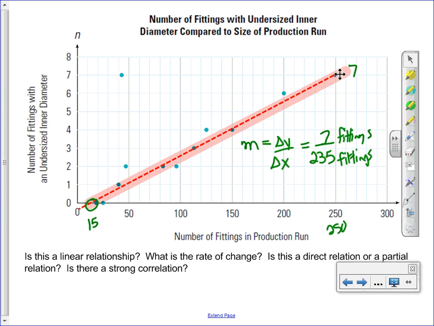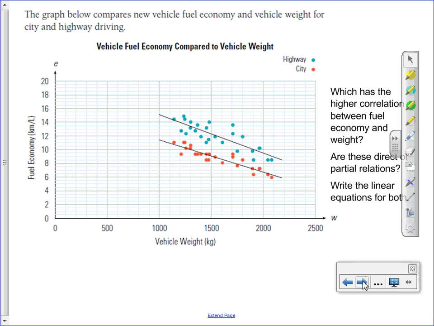And the last question, which reviews 1.1, is this a direct relation or a partial relation? And how do you know? Does the graph go through 0, 0? If it does, it's direct. If not, it's partial. This one does not go through 0, 0. This would be a partial relation.